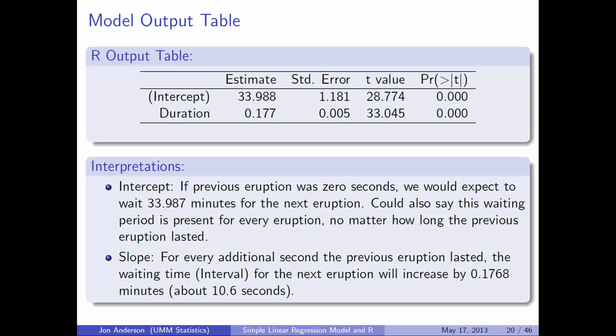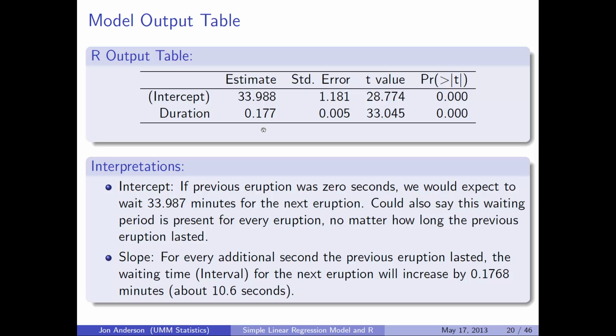In terms of our data set, what do these numbers mean? Well, an intercept means what do you think the response will be if the predictor value was 0? The predictor value 0 means that the last eruption took 0 seconds. How long should we expect to wait for such a previous eruption? What this says is we should expect to wait about 34 minutes. No matter what, for 0 seconds of previous eruption, you should expect to be waiting about 34 minutes.